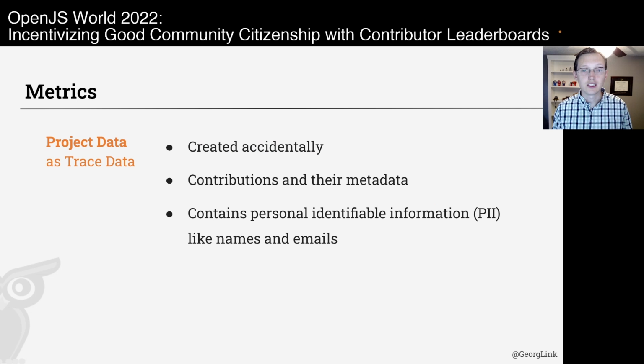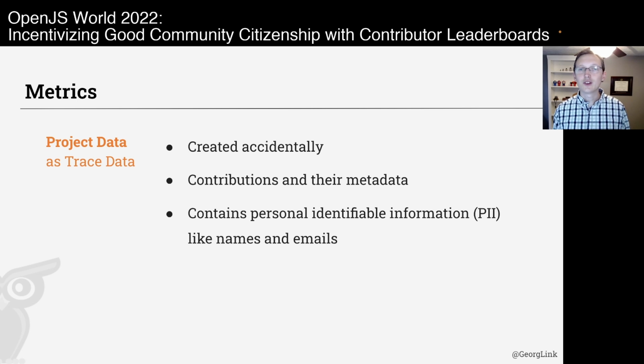So project data is usually trace data. There are other data. We can use surveys, we can do interviews, we can do qualitative measurements. But most of the time when we talk about automated ways of producing metrics, we are talking about trace data. Trace data is the data that is kind of accidentally created in the Git log, in the mailing list archive, in any archive, because it's the traces of what we did as a community.